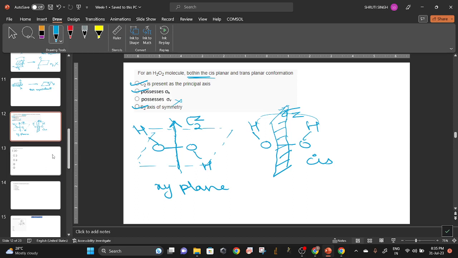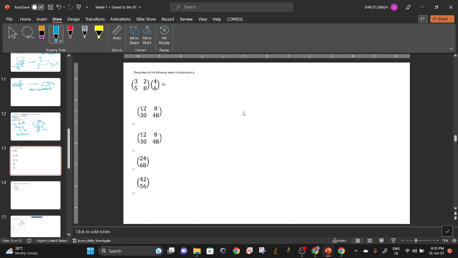Okay, so let's move to the next one. We have the product of the following matrix multiplication. Now this is very simple. You must have learnt matrix multiplication in the 12th standard or BSc. Now what we do, we multiply element by element. Suppose this is a 2 cross 2 matrix and the other one is a 2 cross 1 matrix. Why 2 cross 2? Because the first number is rows and the second is columns. So this has 2 rows and 2 columns.